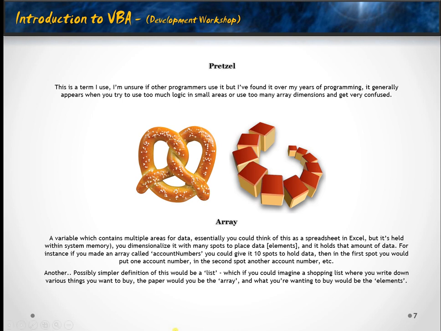You can dimensionalize it with many spots to place data in the elements, and it will hold that amount of data. For instance, if you made an array called account numbers, you could give it 10 spots or 10 areas to put data. In the first spot, you could put one account number, in the second, another account number, third, fourth, all the way to 10.